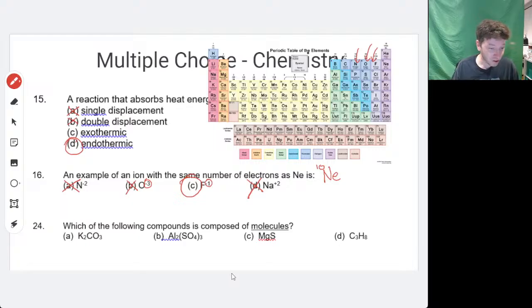Next, which of the following compounds is composed of molecules? So molecules are made from compounds that have molecular bonds. Molecular bonds are between nonmetals and nonmetals. So here we have metal, metal, metal. So no, no, no. There we go. Propane. Okay, nonmetal, nonmetal. There's a molecular compound. There's a molecule. D.